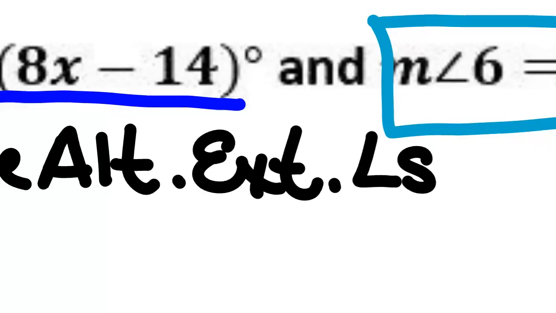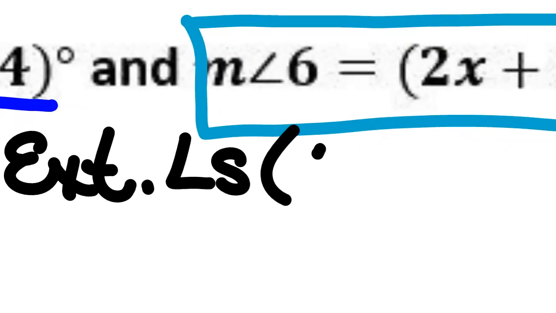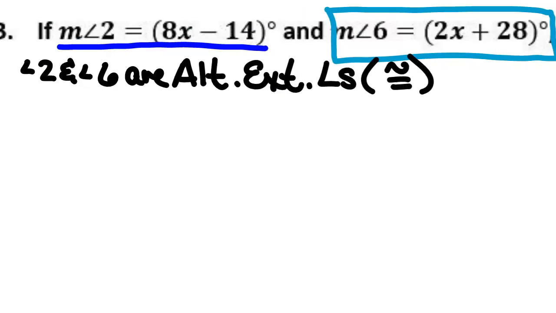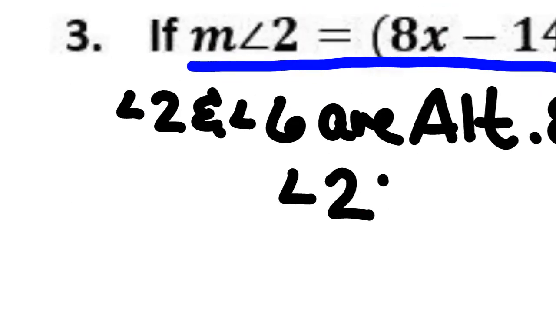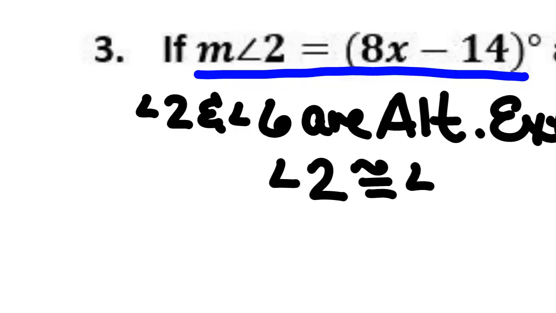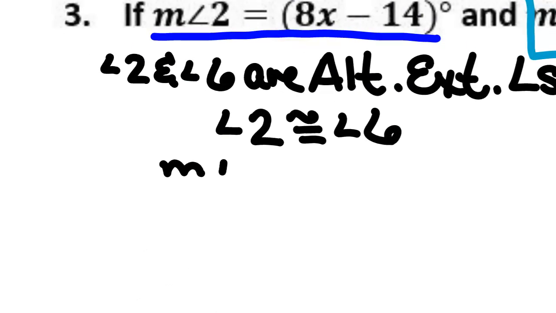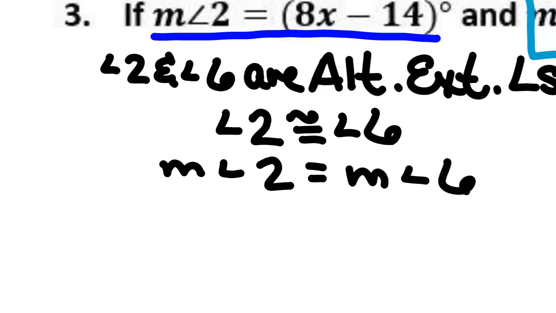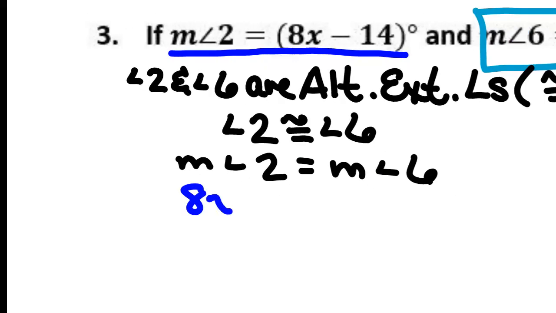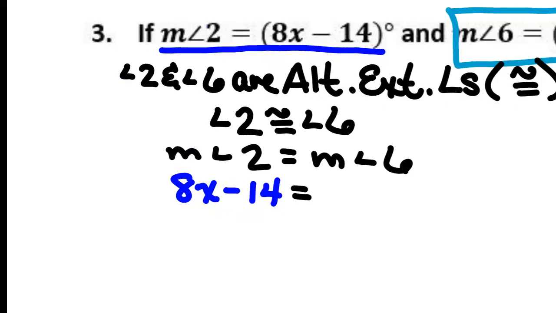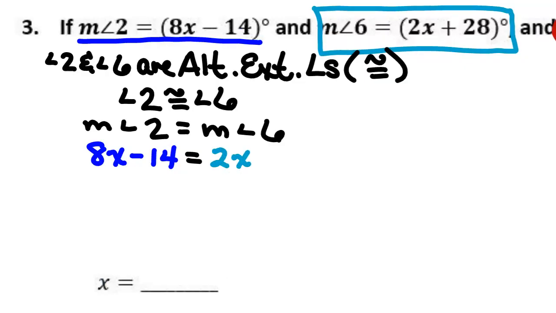Are alternate exterior angles congruent or supplementary? Congruent. So I can say angle 2 is congruent to angle 6. If 2 angles are congruent, what does that mean about their measurements? They're the same. So the measurement of angle 2 equals the measurement of angle 6. In the place of angle 2, I'm going to put 8x minus 14. In the place of angle 6, I'm going to put 2x plus 28.